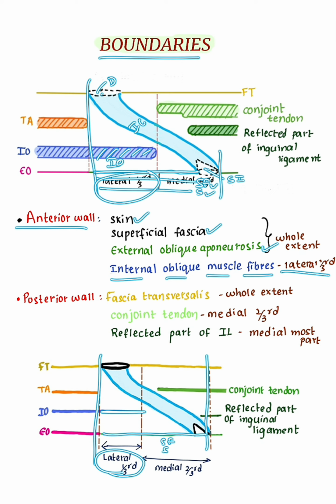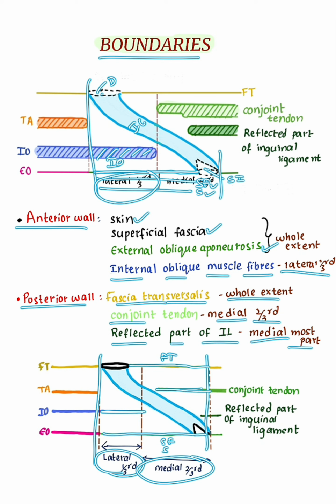Posterior wall. It is formed by fascia transversalis along its whole extent, conjoint tendon along medial two-third. In its medialmost part, it is formed by reflected part of inguinal ligament. Whole extent, fascia transversalis. In the medial two-third, conjoint tendon. In medial most part, reflected part of inguinal ligament.